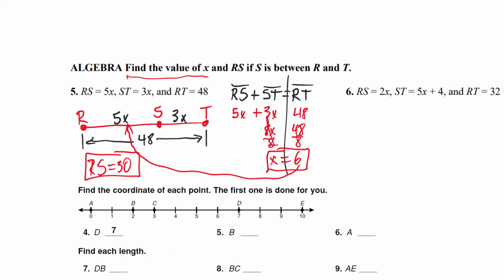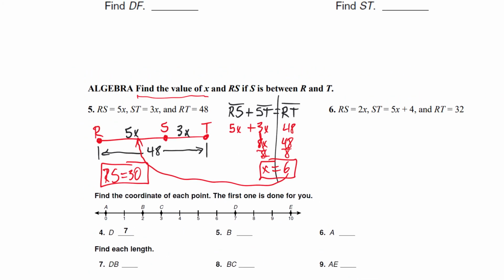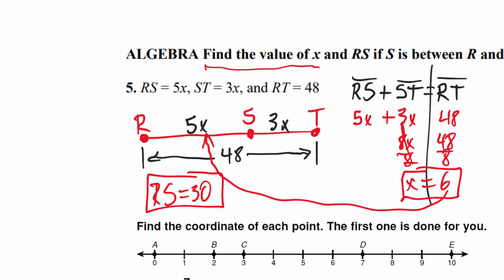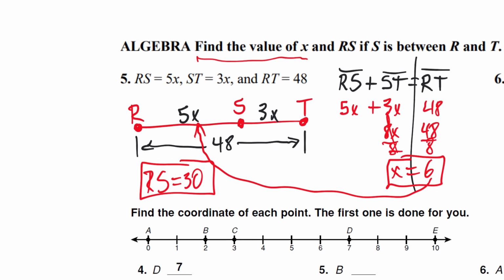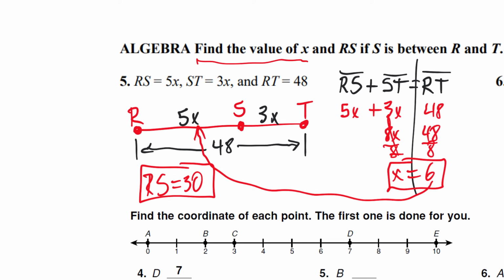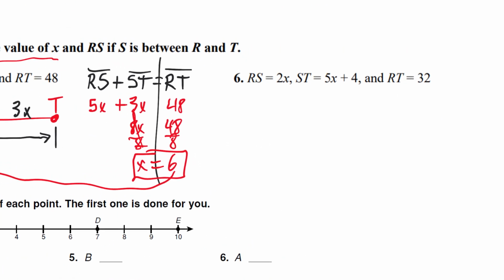Okay. Try the same thing on number 6. Is that a 5 or 15? Is that a 5 equals 30? It's RS equals 30. Sorry. Oh, sorry, it is trash, my bad. RS equals 30. Try number 6.